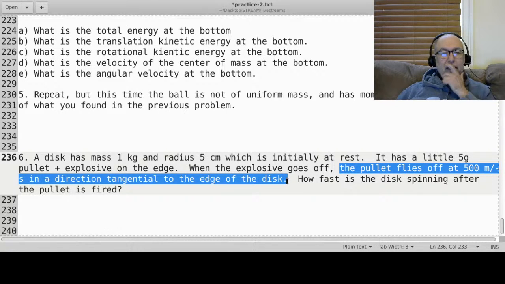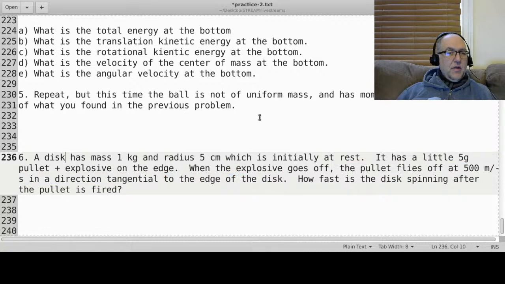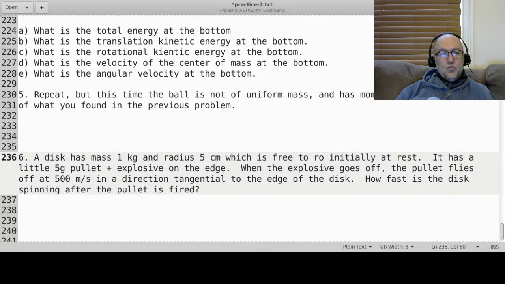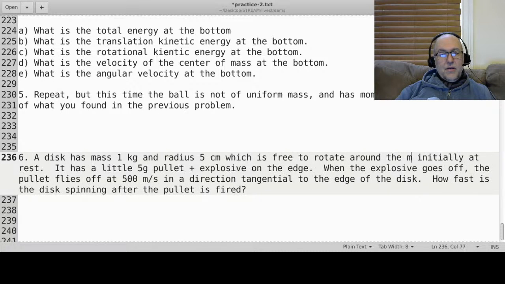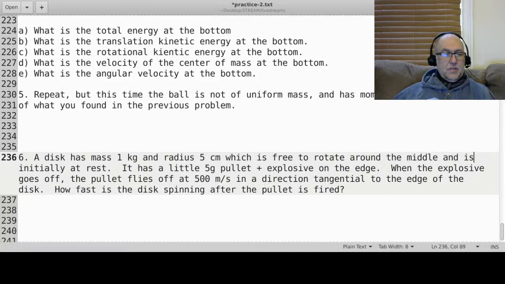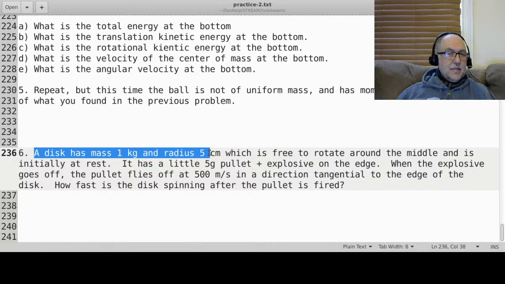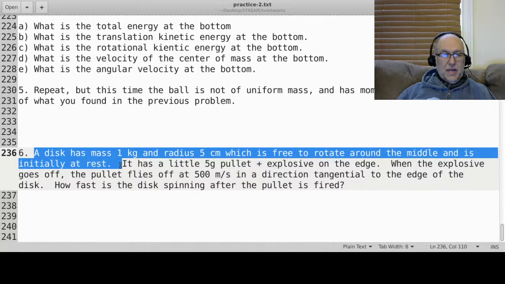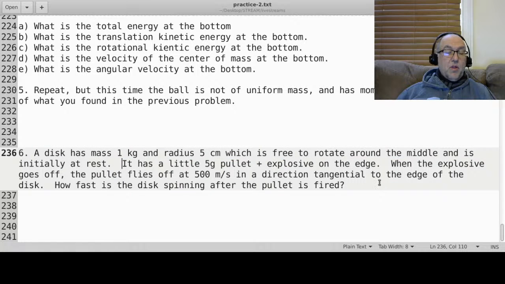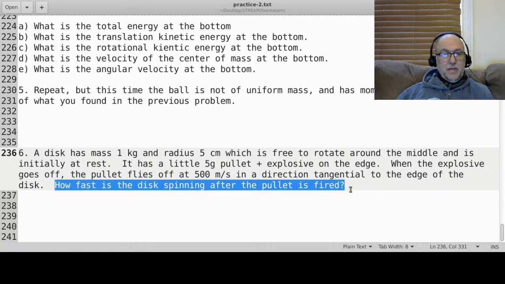I should have probably said here, the disk is free to rotate around the middle and is initially at rest. Sorry, I'm modifying the problem here, but basically you have this disk, it's free to rotate around the middle, and it's initially at rest. I think we can picture that when the bullet goes flying off, because it's been fired off at the edge of this thing, then the disk is going to start rotating in the opposite direction. So I want to know how fast is the disk spinning after the bullet is fired.